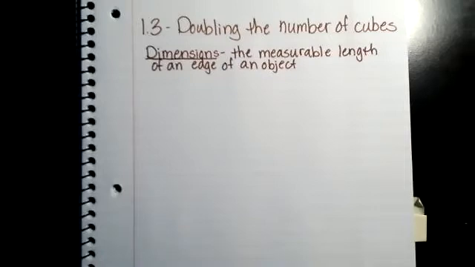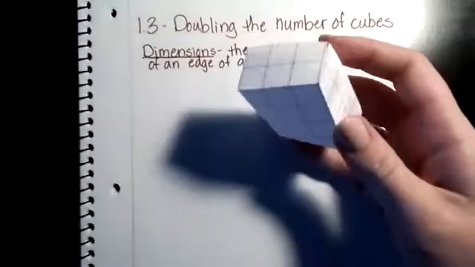All right, so we're going to be talking about some dimensions today, which we've been mentioning for the last couple episodes, or videos, I should say. And dimensions is the measurable length of an edge of an object. So we've already had some experience with dimensions, but now we're going to be looking at them a little bit closer. So, for example, here is a box that I made.